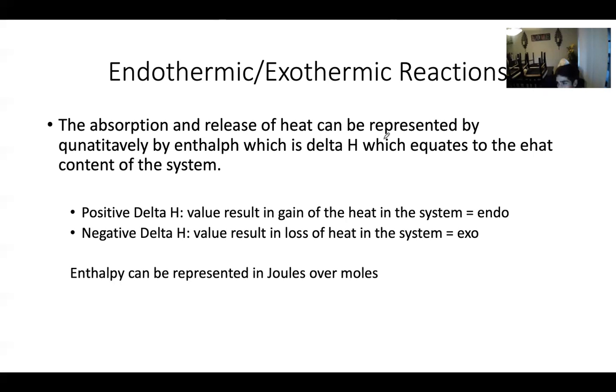Enthalpy can be represented in joules over moles. It's everything that we've been doing. When we talked about energy conversion and heat transfers, that is kilojoules, right? We've been talking about this. This is just the missing piece of everything that we've been talking about. We were talking about the heat flow. Now we're talking about what it means when we release heat and what it means when we absorb heat. This is the next phase of heat flow. Does that make sense? Yeah.